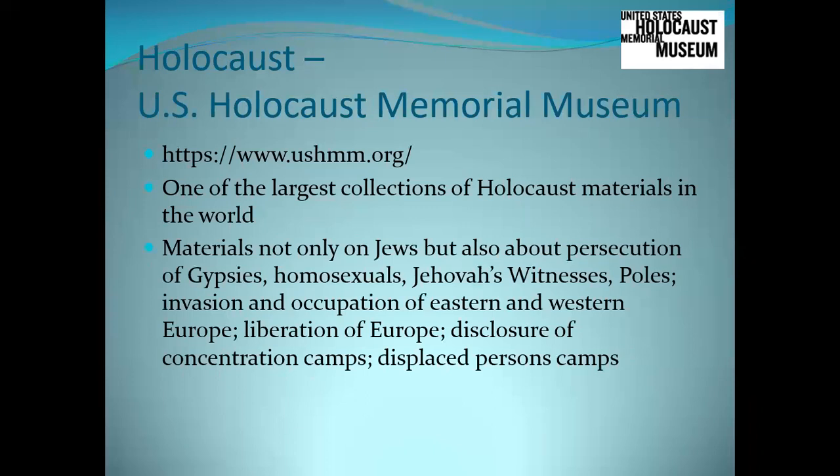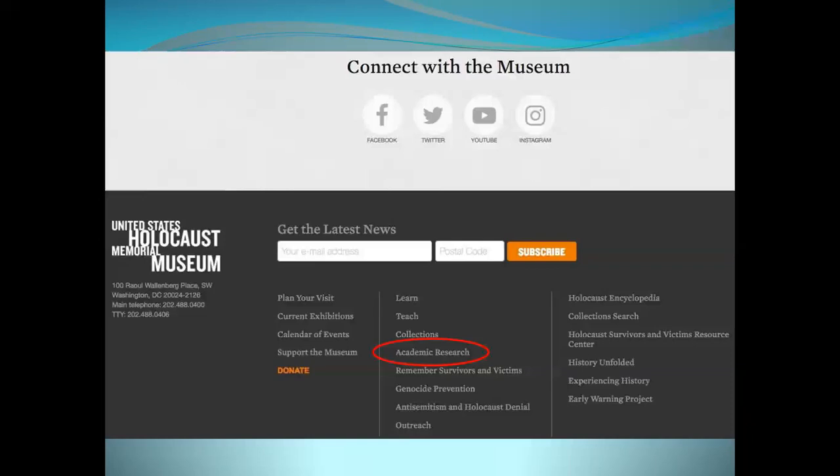But again, not only on Jews, lots of other groups. I forgot to change Gypsies there to Romani. Jehovah's Witnesses, they didn't like either. There's information about invasion and occupation of Eastern and Western Europe, the liberation of Europe, when people were finding out about concentration camps and what had been happening in them. They have a lot of information on displaced persons camps for people who survived and, well, maybe there was no home there to go back to. And a lot of people went to camps instead.